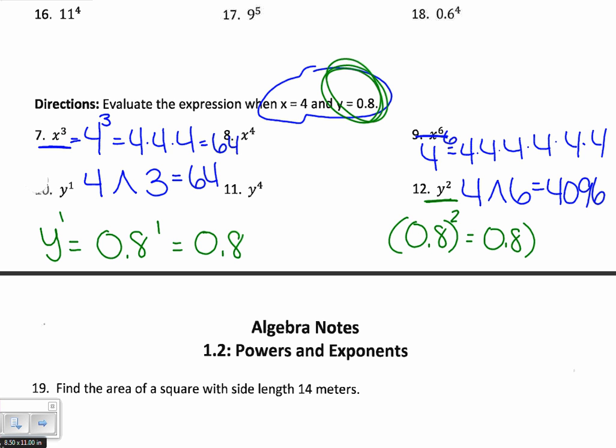0.8 times 0.8. If you don't know what that is, then we put it in the calculator: 0.8 caret 2. Type that in the calculator, we get 0.64. So at this point now, you're going to stop and you're going to do section 1.2, checkpoint 3.